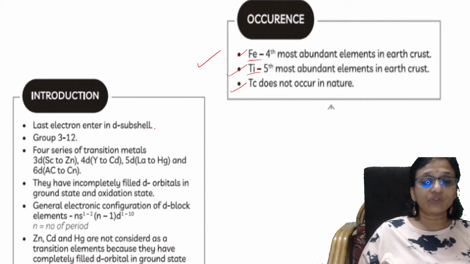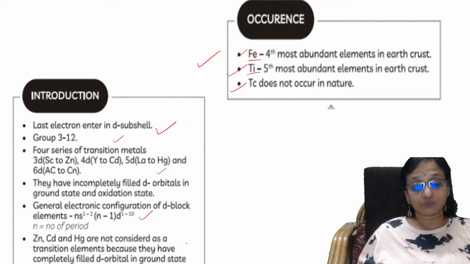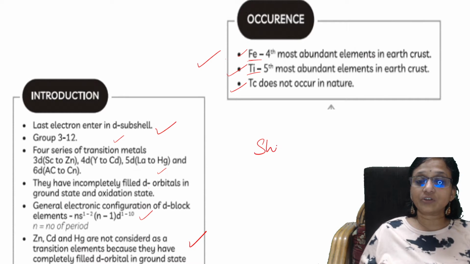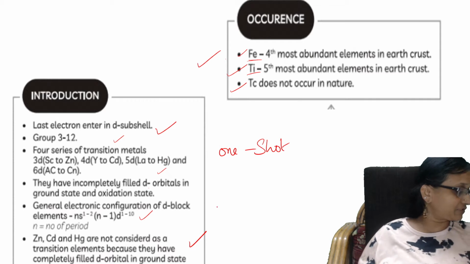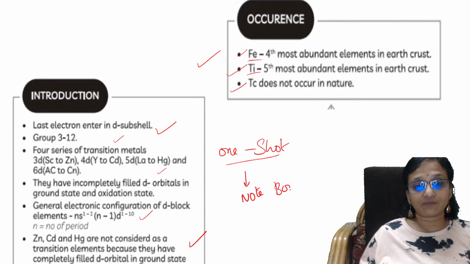Apart from that, I have given the general electronic configuration, from where to where the D block groups start, what the series is, and what the configuration is, along with the important part in each period. Your flow chart is useful for your one shot. I'm going to explain each and every question in just 5 minutes, so note the flow chart completely in a notebook. The whole chapter is covered in this.